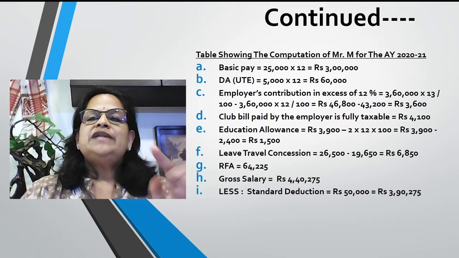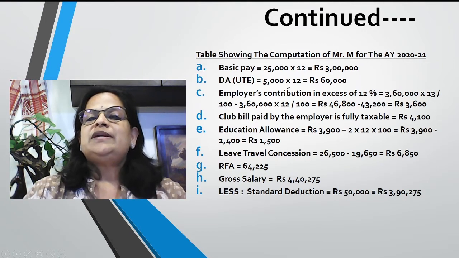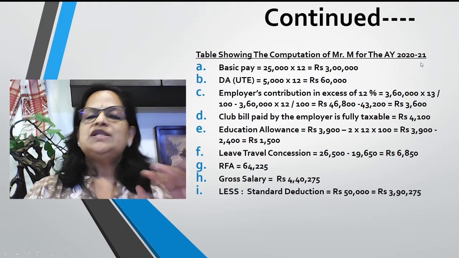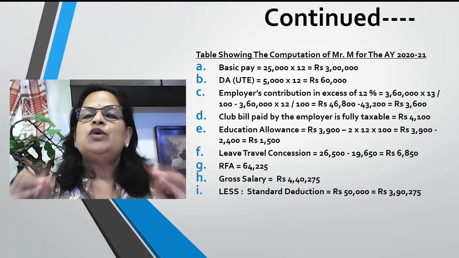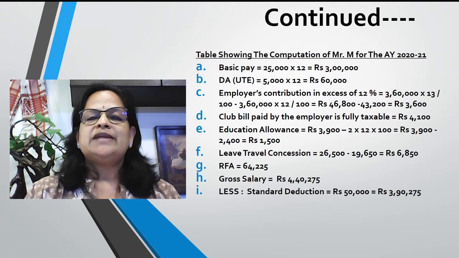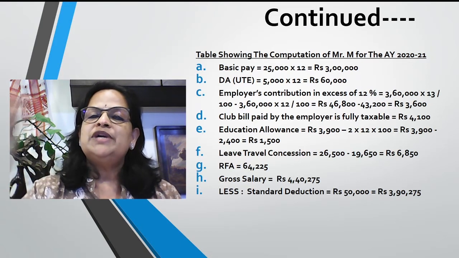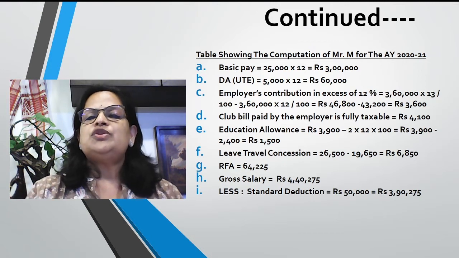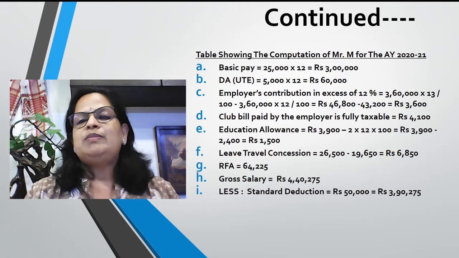Now, the table showing the computation of Mr. M for the assessment year 2021. That is, whatever his taxable salary is, we are going to calculate. Basic pay 25,000 into 12, 3 lakhs. DA under the terms of employment, because that is why we have included it in the RFA computation also, 5,000 into 12, 60,000.